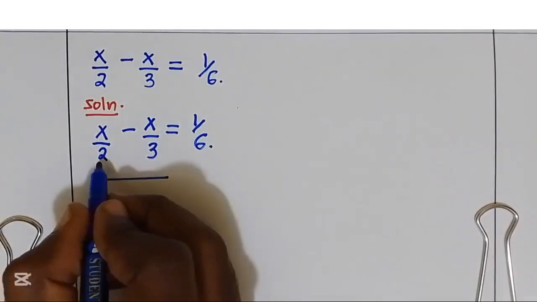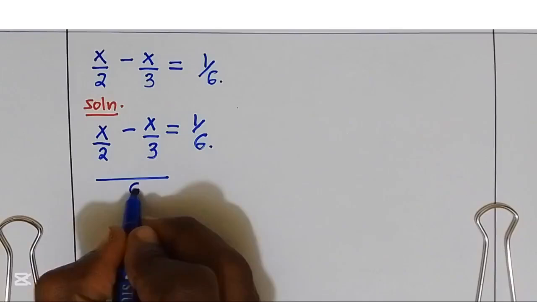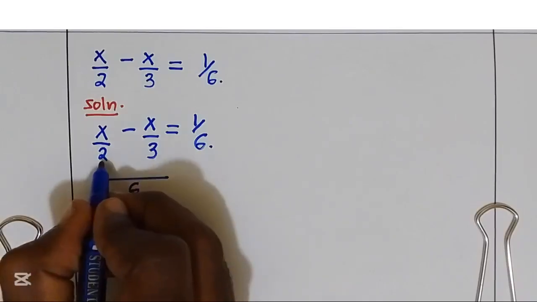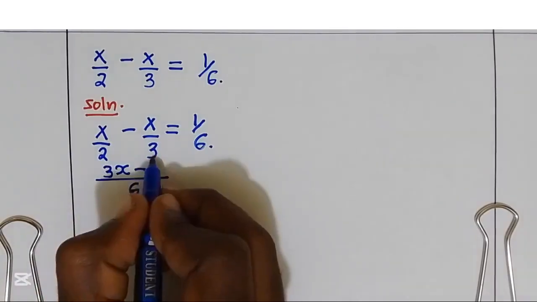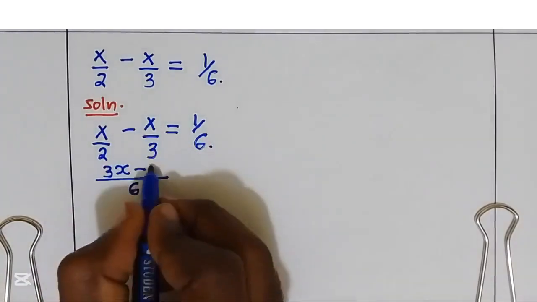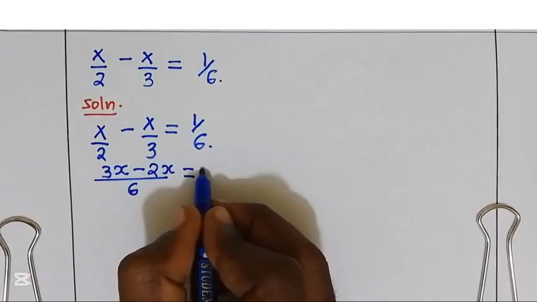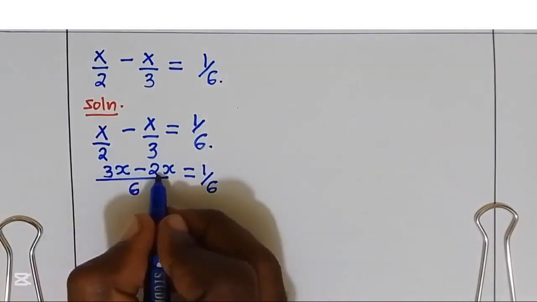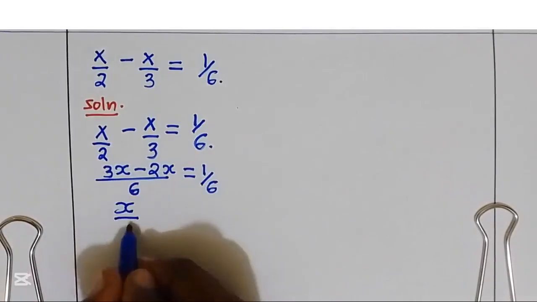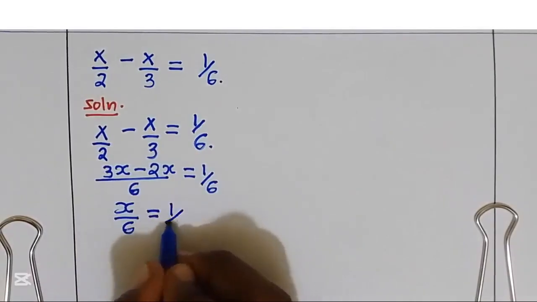The LCM of 2 and 3 is 6. 6 divided by 2 is 3. 3 times x, we get 3x. Minus 6 divided by 3, it is 2. 2 multiplied by x, we get 2x. This is equal to 1 over 6. 3x take away 2x, we get x over 6. This is equal to 1 over 6.